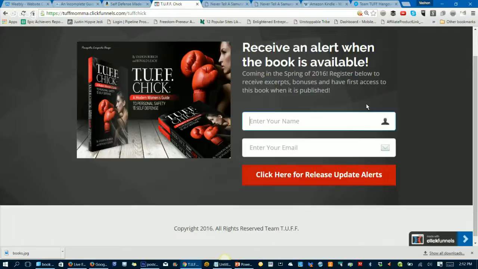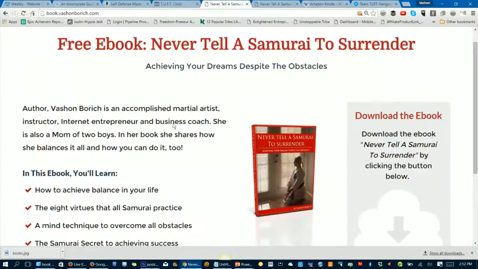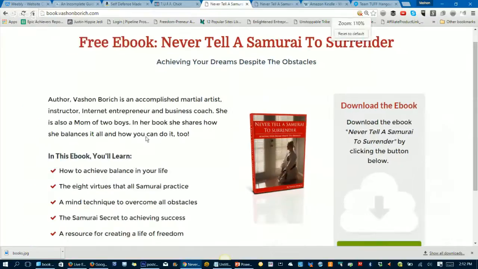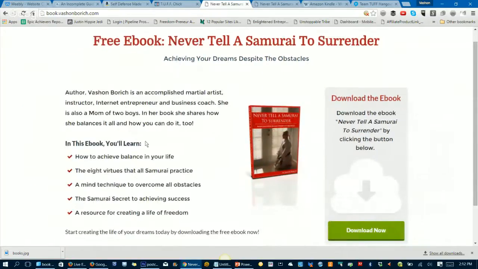Now, if this is an ebook that you're not planning on selling, you can still do the same thing. Let me show you my other one that I don't sell. This one is Never Tell a Samurai to Surrender. For this particular book, I don't sell it or anything, but I give it away for free. So I went ahead and created this page ahead of time, even before my book was done. I didn't promote it at all initially.